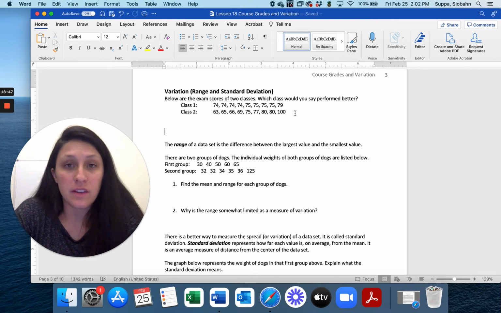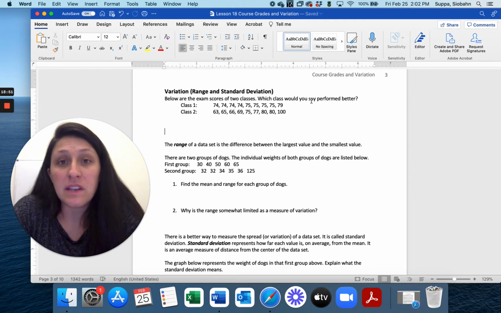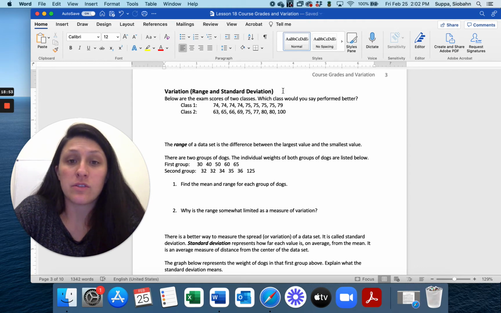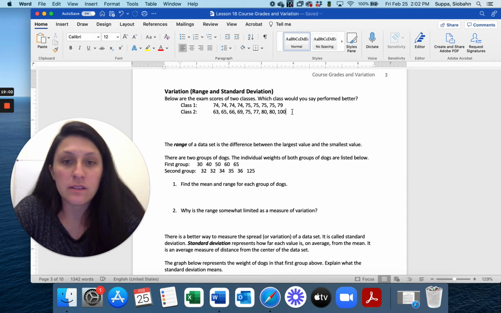But I would argue no, they didn't, as a professor. So then you might say, well, what about the median? Maybe there's outliers, so maybe we should use the median. But the median is still 75 for both classes, which makes it sound like they performed equally. But I would argue no, they didn't perform equally.